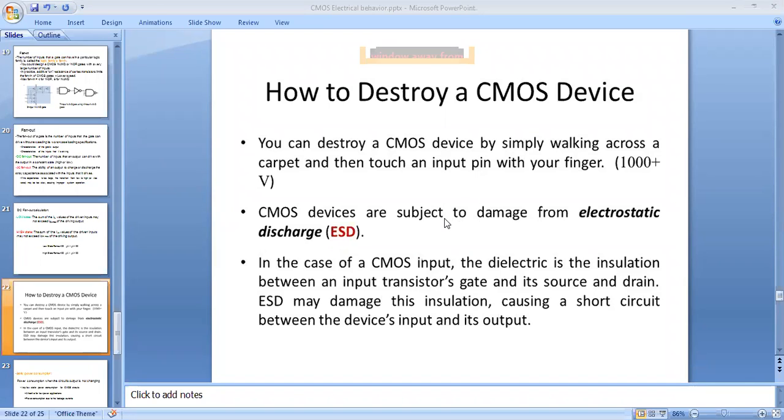Next, the second one. What is another method to destroy the CMOS? The second method is the latch-up method.